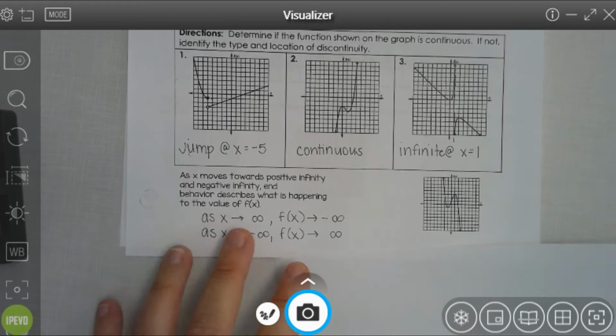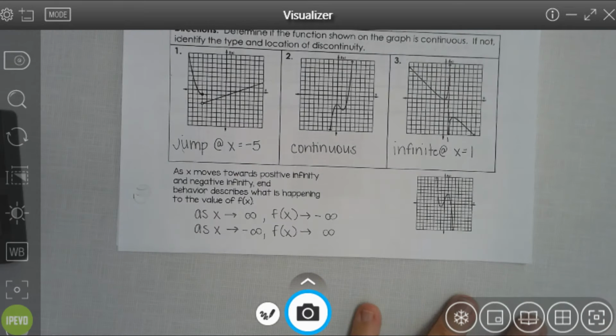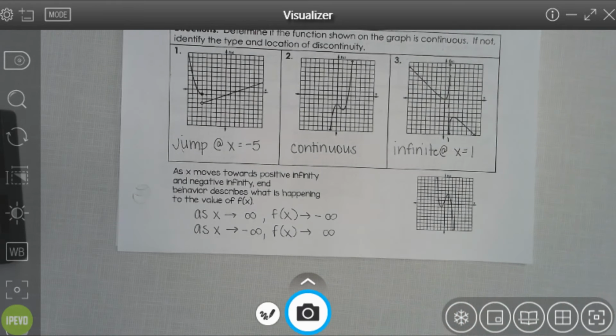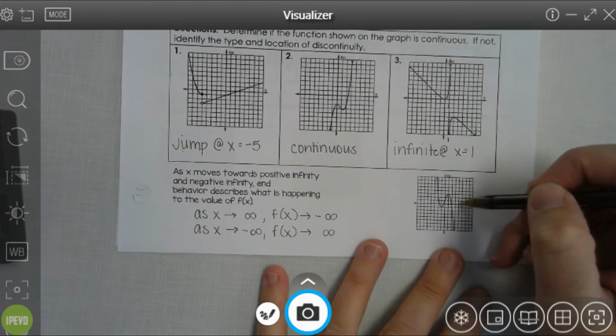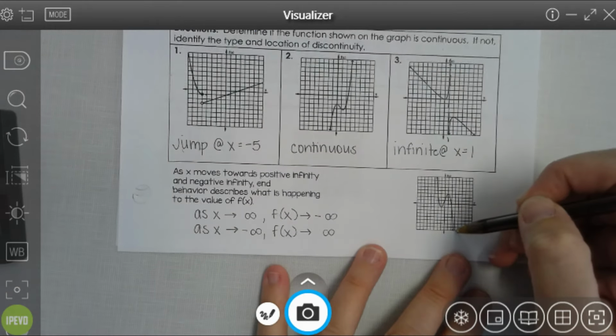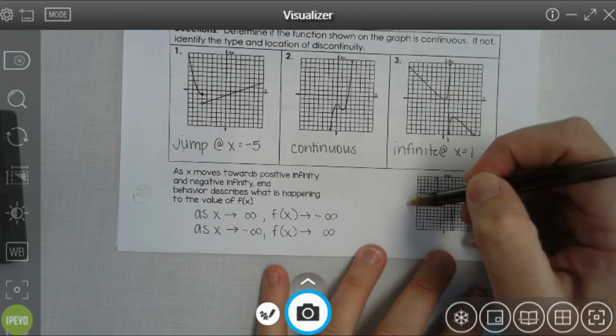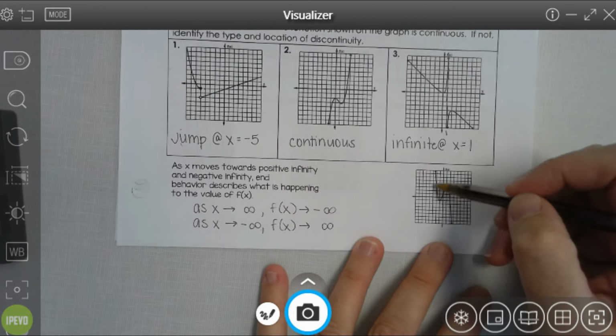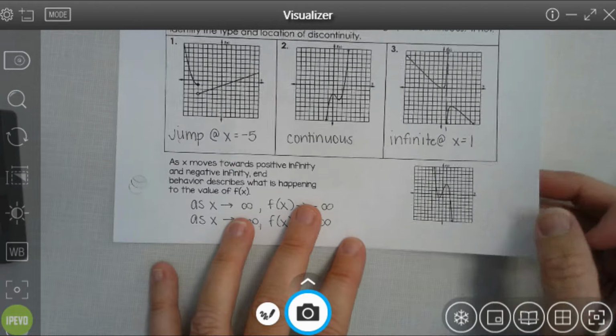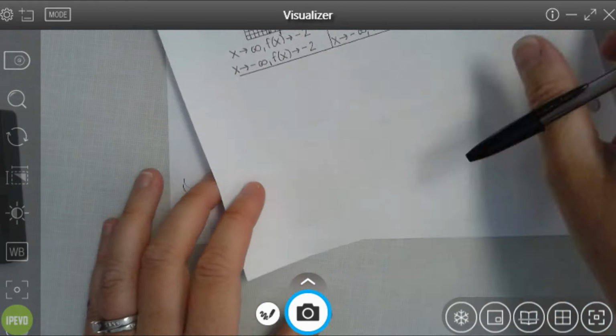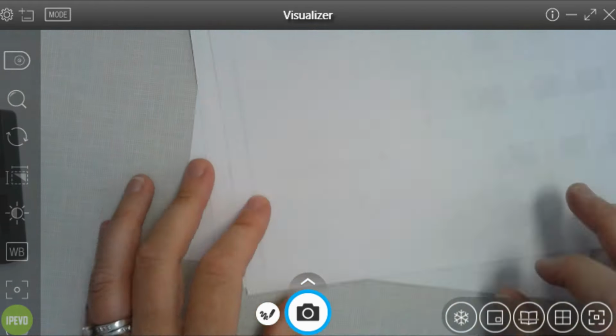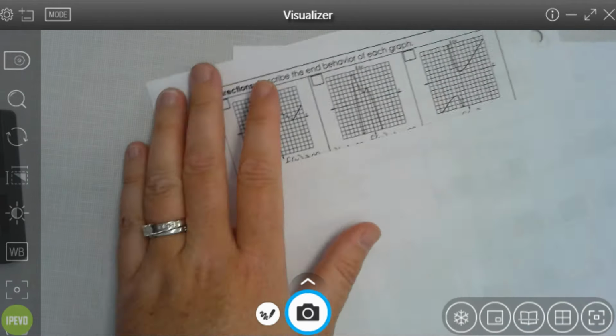And we're saying, as x moves towards positive or negative infinity, what happens at the end. So as this one moves to the right, your end behavior is going down to negative infinity. And as you move to the left, that's this one right here, your graph's going up to positive infinity. So it's just asking you, what does your graph do as you go to the left and the right of each of these?